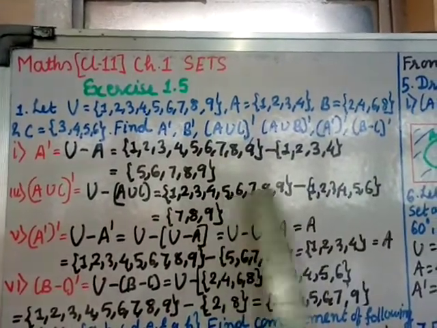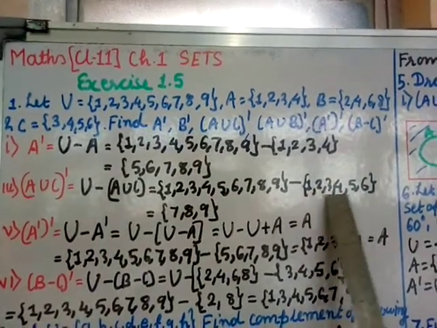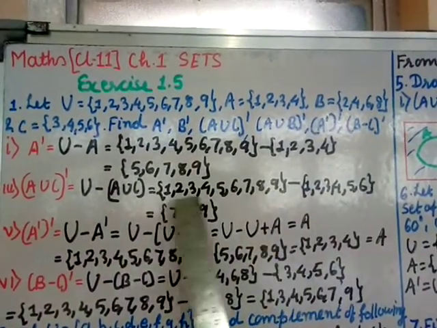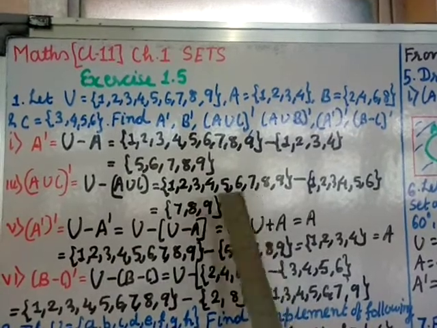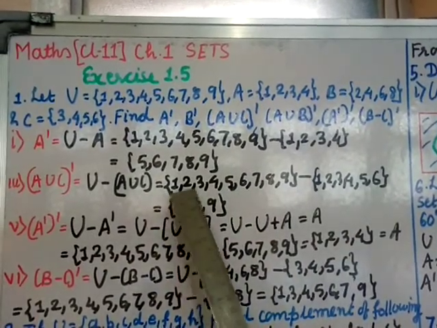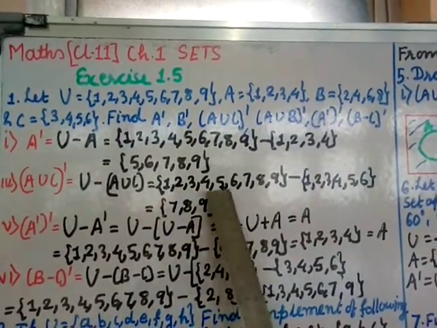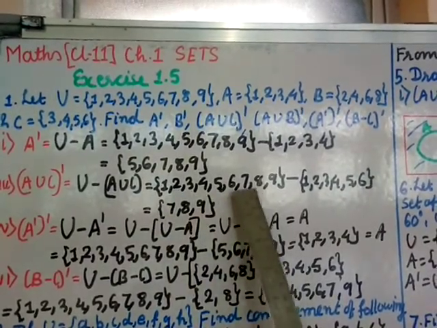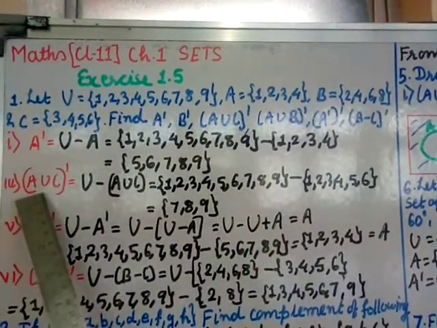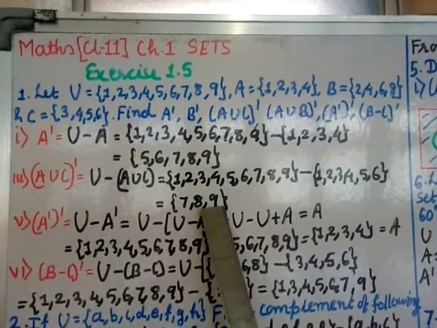We have to do U minus (A ∪ C). That means these elements you have to omit from here and write the rest of the elements. So 1 to 6, that is 1, 2, 3, 4, 5, 6, up to this we will omit and will write from here, that is 7, 8, 9. So the complement of A ∪ C is 7, 8, 9.